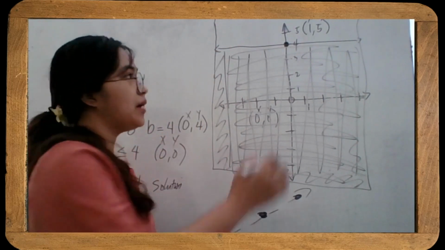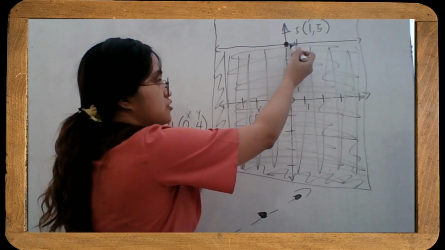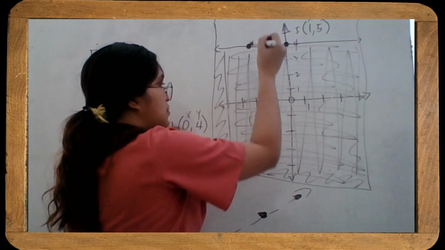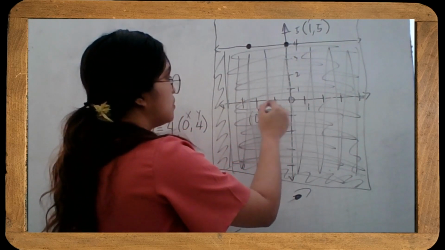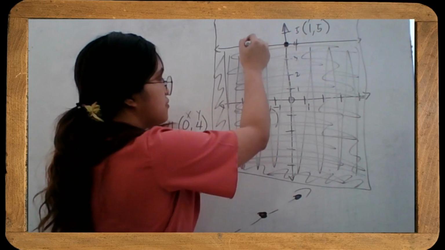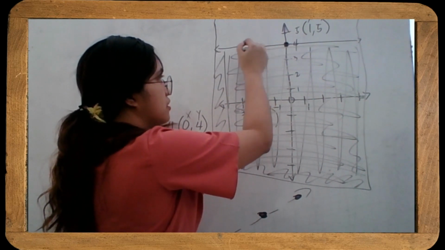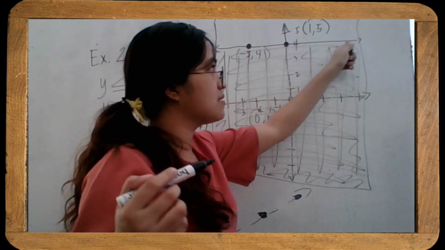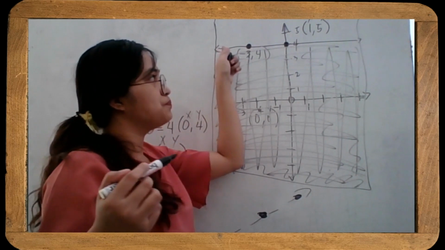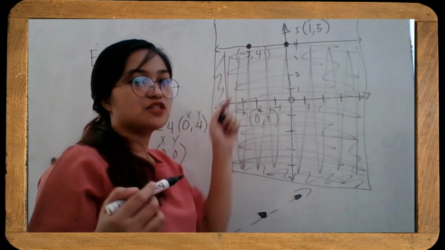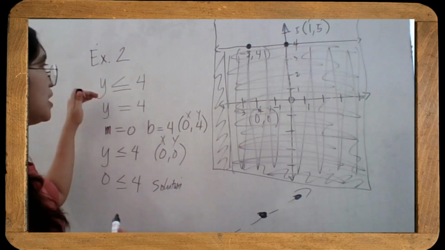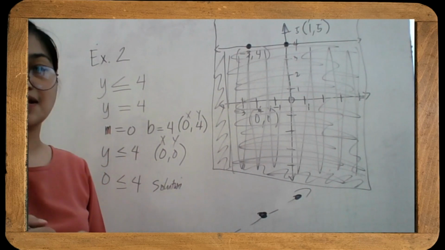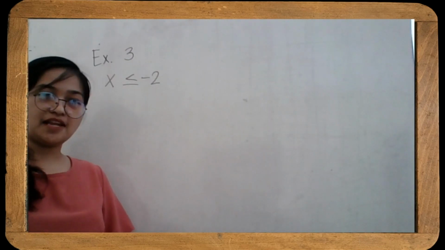Unlike ng ating solid line, kapag may certain point dito, example nga ay si (0, 4), ibig sabihin siya ay solution. And another point here, for example, we have (-3, 4), and (4, 4). That means it is also a solution. Kung anumang madaanan ng boundary line na ito, ng solid line na ito, ibig sabihin siya ay solution. Solution na inequality y is less than or equal to 4. So, yun po ang pinagkaiba nilang dalawa. Okay, let's have the last example.